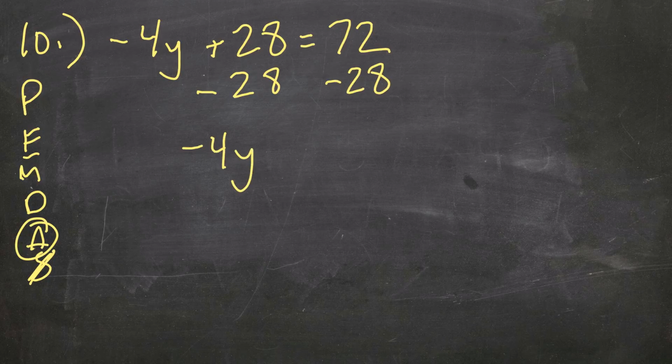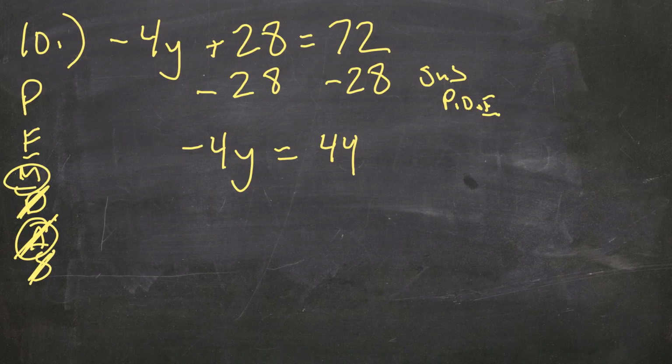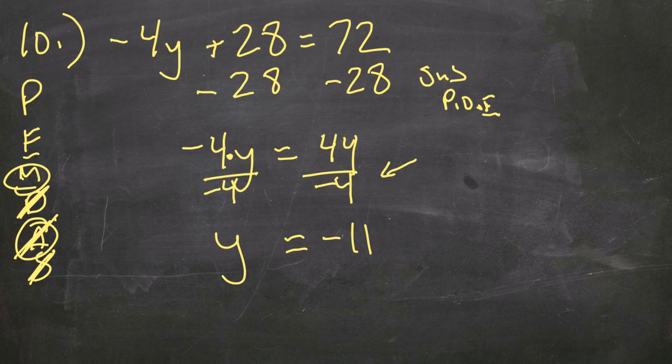I get negative 4y equals 44. Okay? That's our subtraction property of equality if you didn't write it down. Now, I don't have any more addition. There's no division. Oh, look, there's multiplication because it's negative 4 times y. So I have to divide by negative 4. So remember, a positive divided by a negative is a negative. So y equals negative 11. Remember, that was our division property of equality.